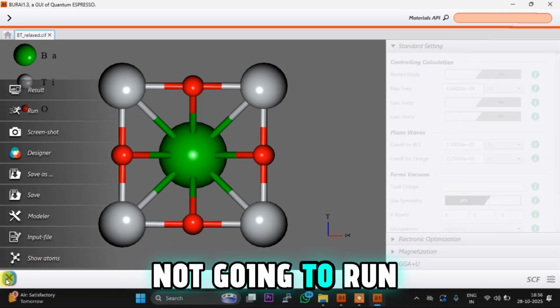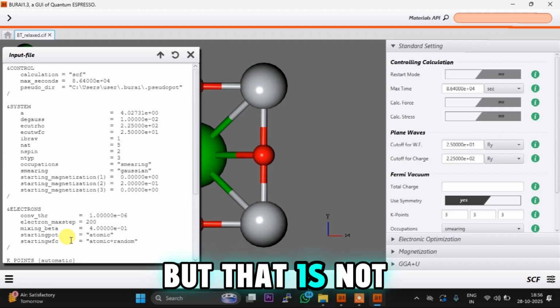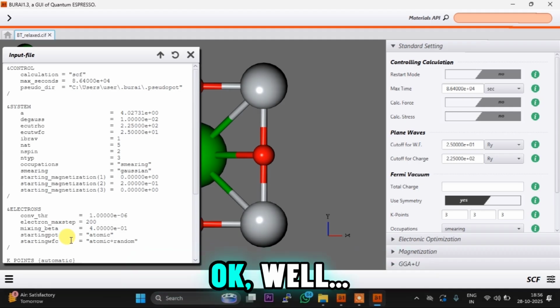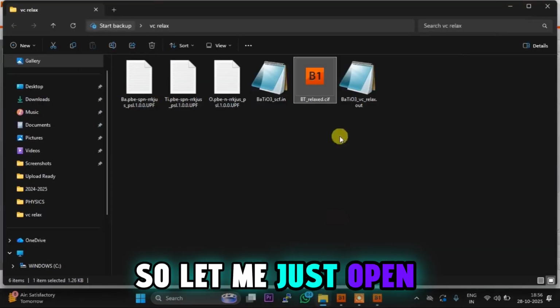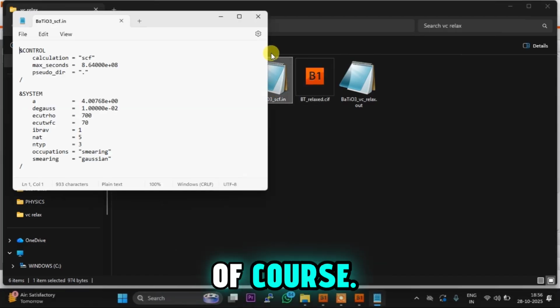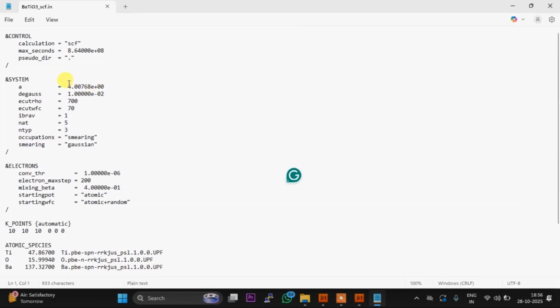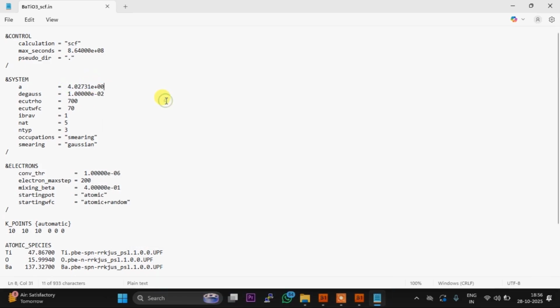Of course, you are not going to run the band structure calculation from here. You can also go to bands, but that is not going to serve any purpose. Well, this is the lattice parameter after relaxation. So we have to modify the SCF according to this. So let me just open the previous SCF input file, of course. Okay. Let me just paste it here.